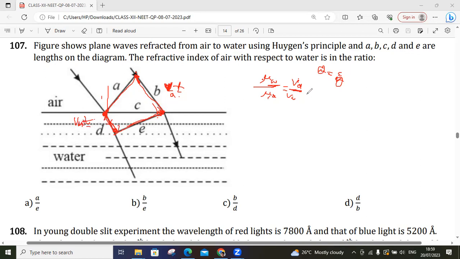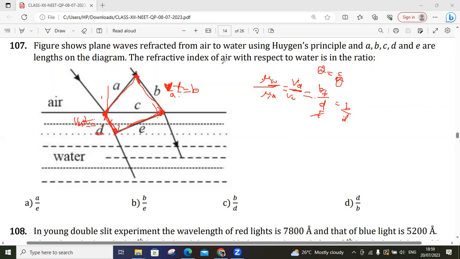And so if you see, this is given as b. So v in air is b by t. So this will be b by t, and this is d. So d by t. So t cancels. We will get b by d.